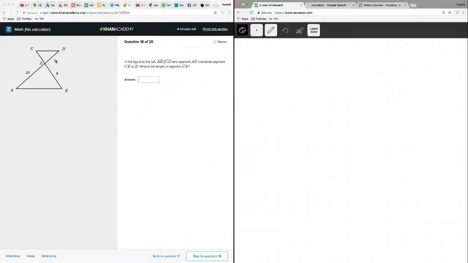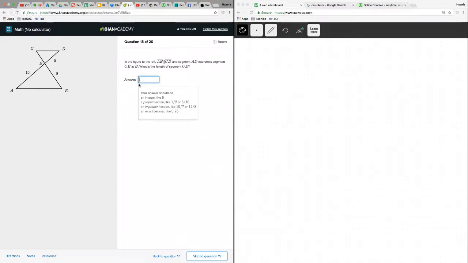So we can see here that the 5 is proportionate to the 10. CB must be proportionate to this one. And you see it's a 2-to-1 ratio. CB must be 4, but they're not asking for CB. They're asking for CE, which is 4 plus 8, which is 12.